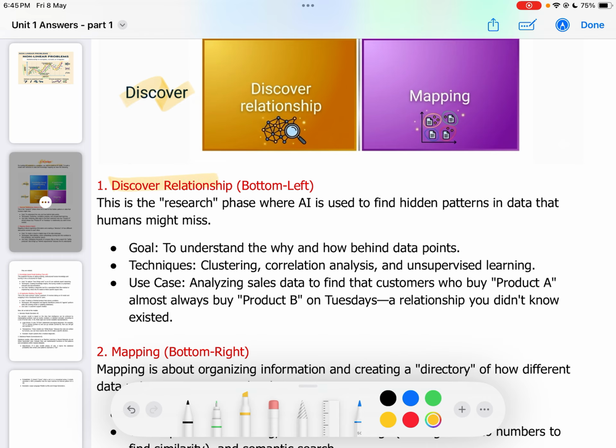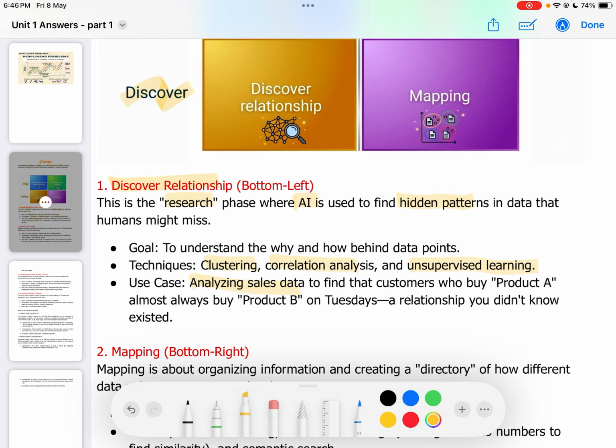Discover relationship. This is the research phase where AI is used to find hidden patterns that humans might miss. What is the goal of this? To understand why and how the data points operate. There are techniques like clustering, correlation analysis, unsupervised learning. These are techniques used.